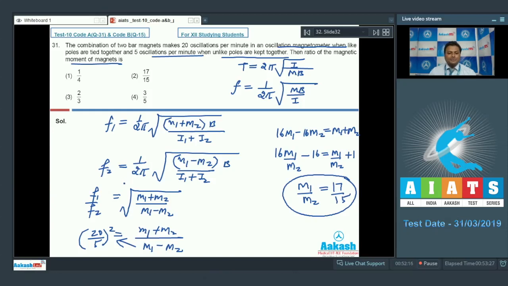And after looking at the options, we can say that option number 2 is absolutely correct. We can go through option number 2. Now let us proceed to the next question, that is question number 32.